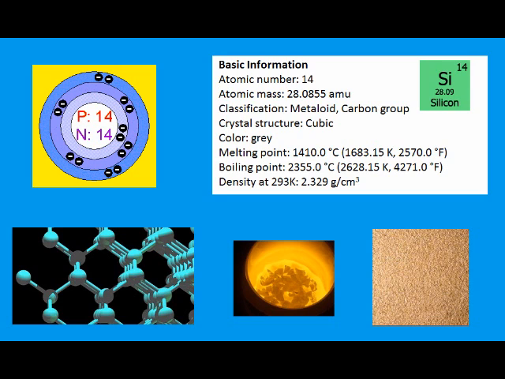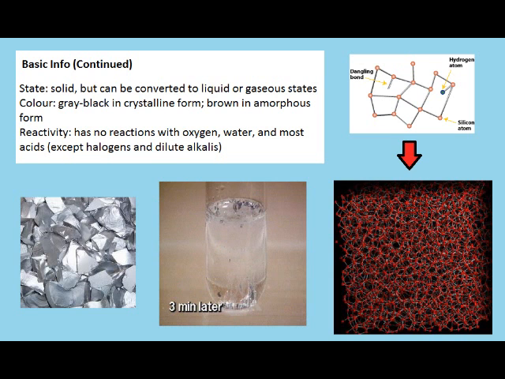Silicon also has very high melting and boiling points. It also has an unusual property to expand as it freezes because its density is higher than water. Usually silicon is solid but can be converted to liquid or gaseous states. There are two different forms of silicon, crystalline and amorphous.